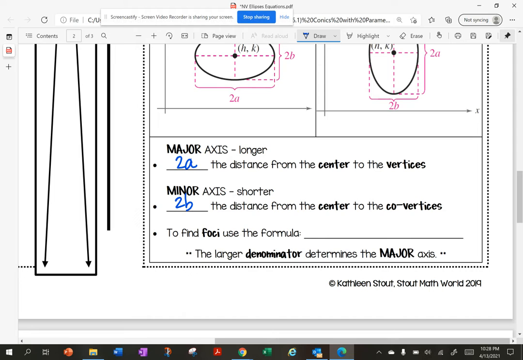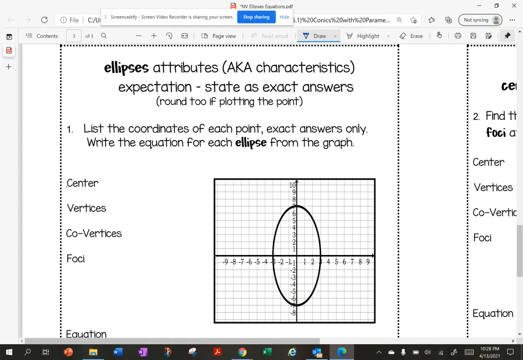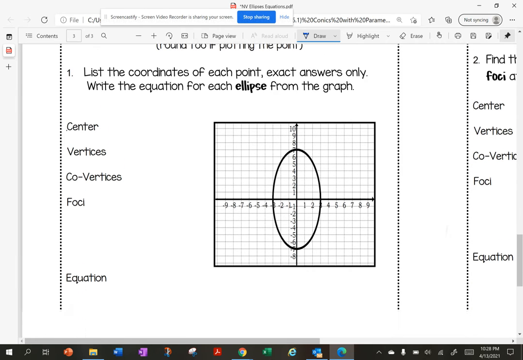And to find the foci, I am using the formula c squared equals a squared minus b squared, where a is the hypotenuse, which is the longest side. So c is the square root of a squared minus b squared. The larger denominator is what determines the major axis. Okay, so for the ellipse, when we are listing the attributes, we're using exact answers, but I need to round it if I'm plotting it.